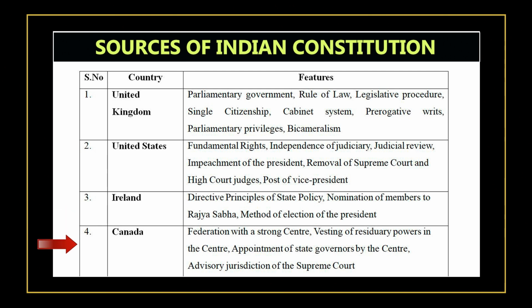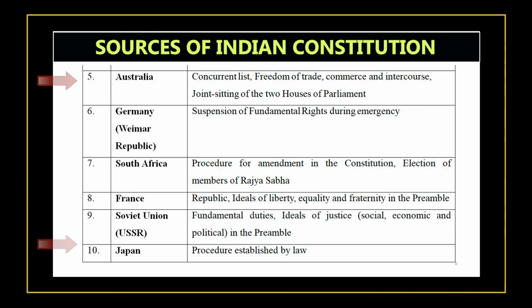Next is the Canadian Constitution, from which we have picked federation with a strong centre, vesting of residuary powers in the centre, appointment of the state governors by the centre, advisory jurisdiction of the Supreme Court. Next is the Constitution of Australia, we have picked concurrent list, freedom of trade, commerce and intercourse, joint sitting of the two houses of parliament.